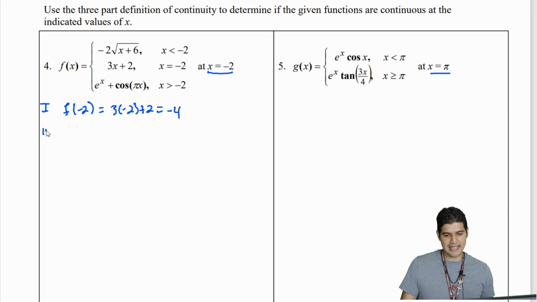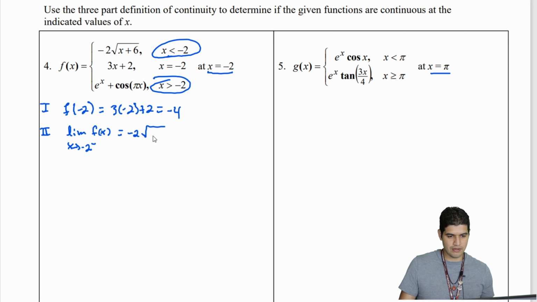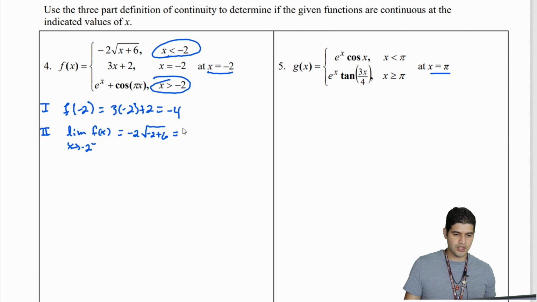So now is our second part of our definition. We need to find our left-hand limit, which is going to be here, and then our right-hand limit, which is going to be that function. So let's do it. The limit of f of x as x approaches -2 from the left is going to equal -2 square root of -2 plus 6. So -2 plus 6 is 4, square root of 4 is 2. 2 times -2 is -4.